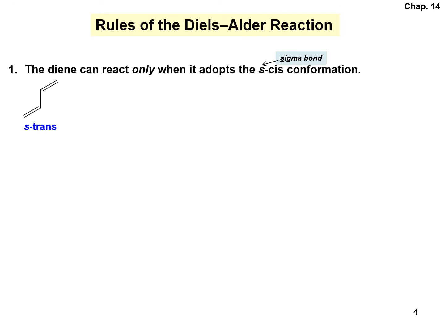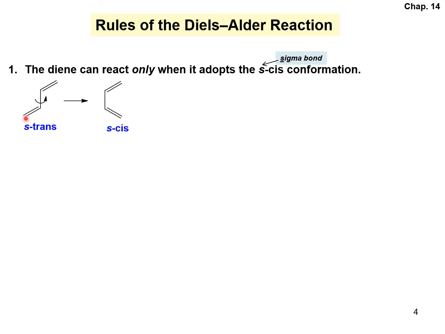There are some rules and restrictions associated with the Diels-Alder reaction. First, the diene must be able to adopt the so-called S-cis conformation, where S stands for sigma bond. The terms cis and trans, normally we use to describe the relative position of substituents on a double bond or on a ring. In this case here, we're using it to point out the position of the two double bonds of the diene relative to each other. So in this case here, they're pointing in opposite directions along this carbon-carbon sigma bond, and so we say that they're trans to each other, and this would be the S-trans conformation.